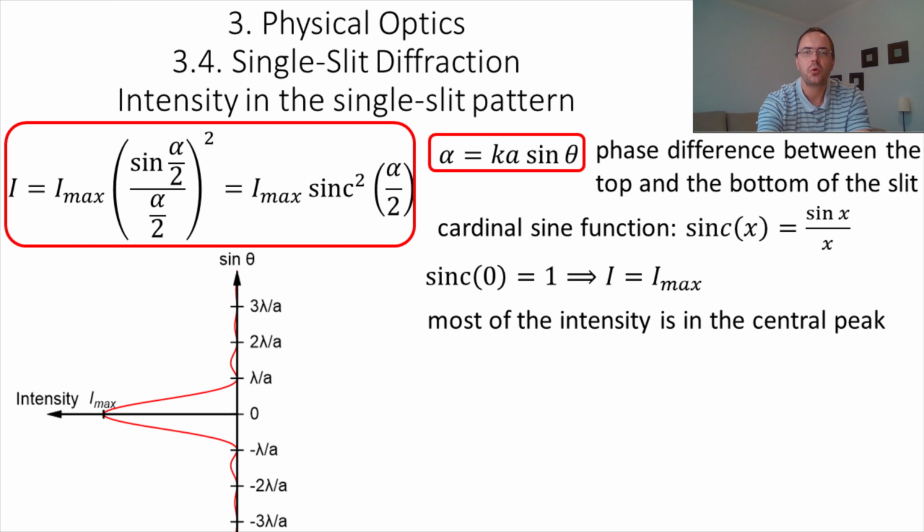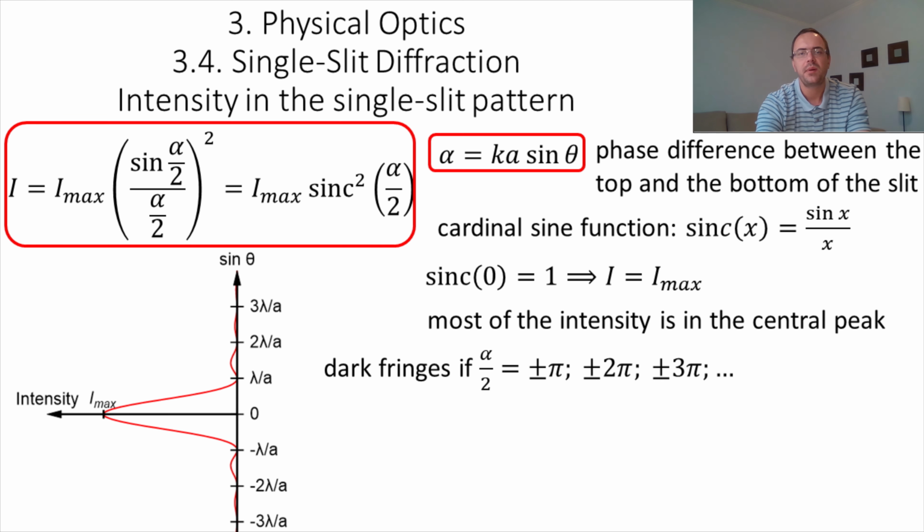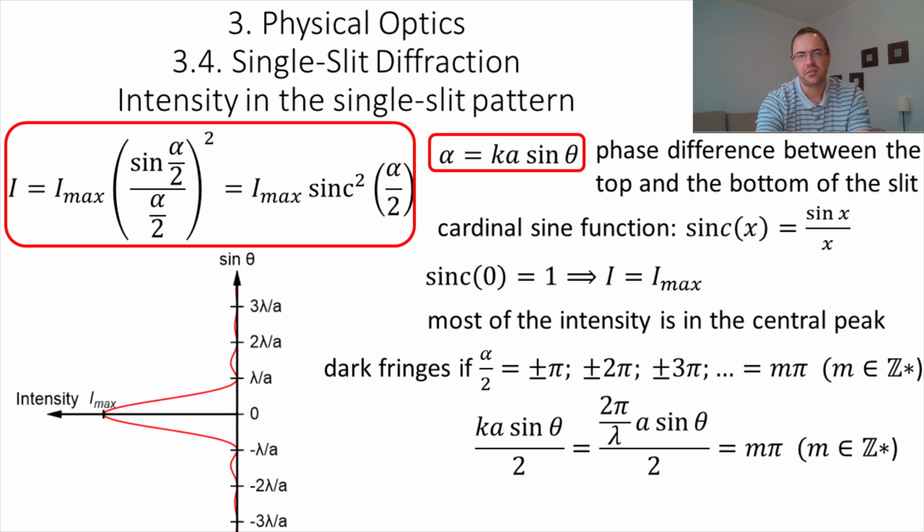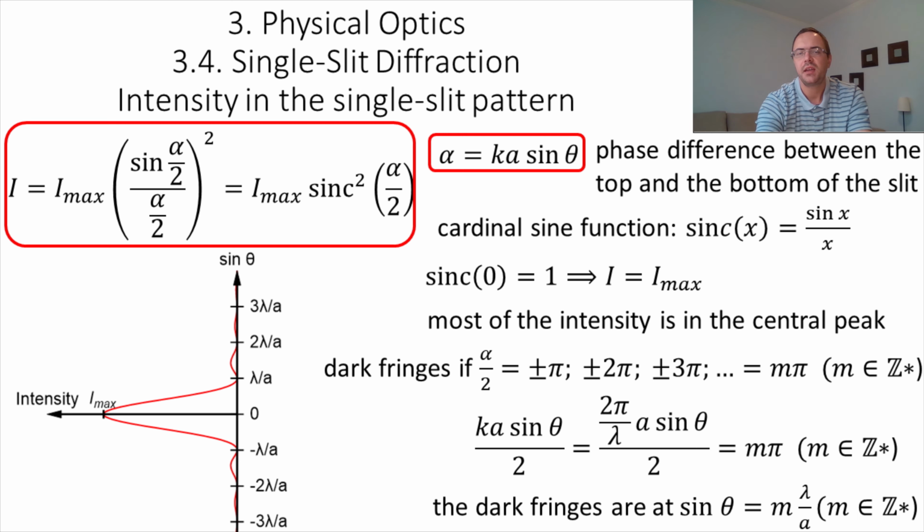The intensity will be 0 if the sine of alpha over 2 is equal to 0. So when alpha over 2 is equal to plus or minus pi, plus or minus 2 pi, plus or minus 3 pi, and so on. So we can write m pi, where m is any integer except 0. And since alpha is equal to ka sine theta, and since k is equal to 2 pi over lambda, then we have 2 pi over lambda a sine theta over 2 is equal to m pi. And you can rewrite this as sine theta is equal to m lambda over a, which is the same result we already knew before, right, for the dark fringes.